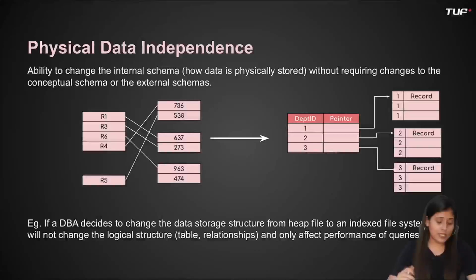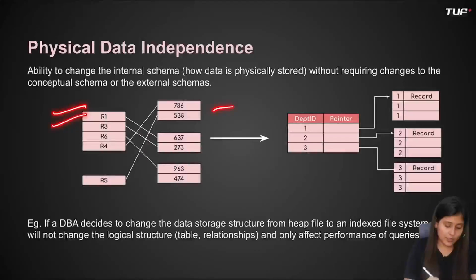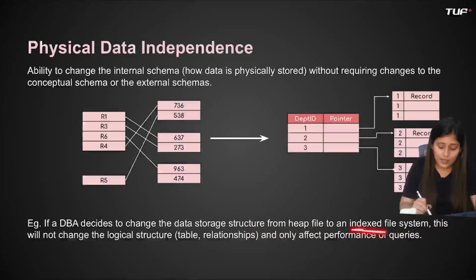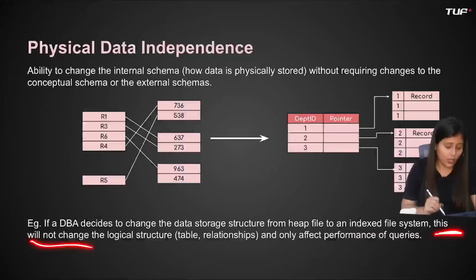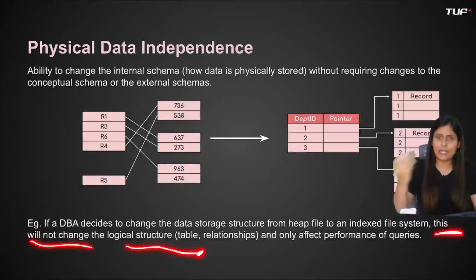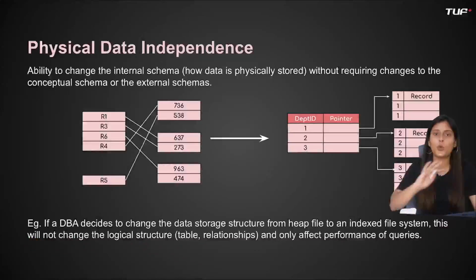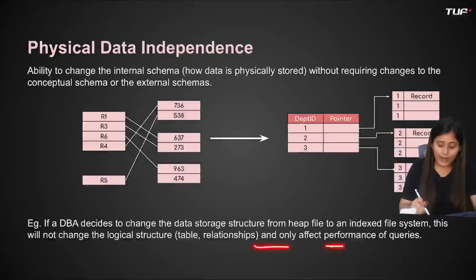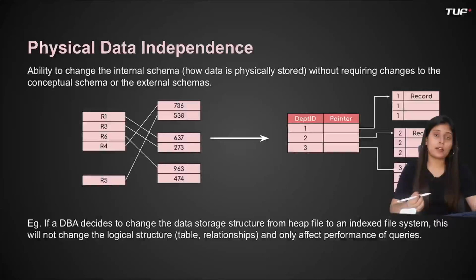Let's suppose in the physical storage, you have saved your data in such a form. If the database decides to change the data storage form, and earlier it was saving in a heap, right? Now it decides to save the records in an indexed file system. This will not change the logical structure, right? Because the way you are saving your records in the backend is not going to impact the logical schema, or even the user level, view level schema. It will only affect the performance of queries, but not the logical structure and the view level structure. So that is another example of physical data independence.